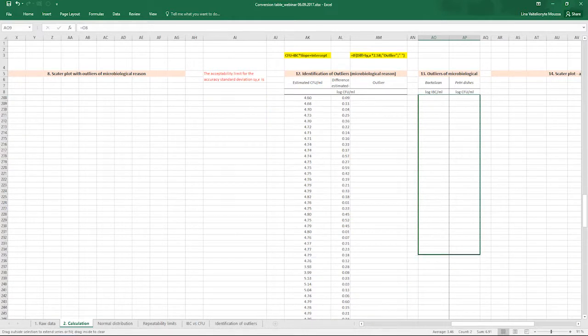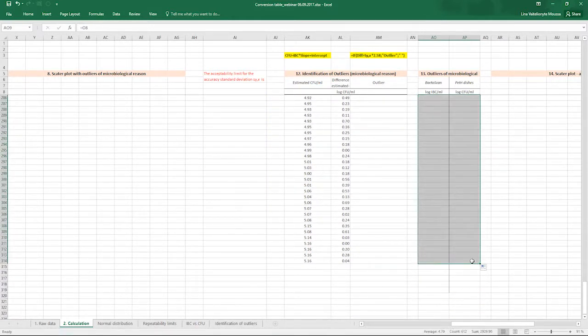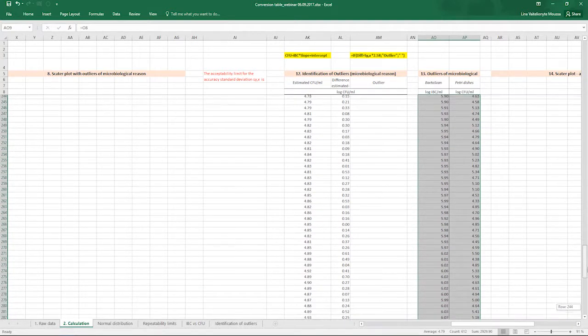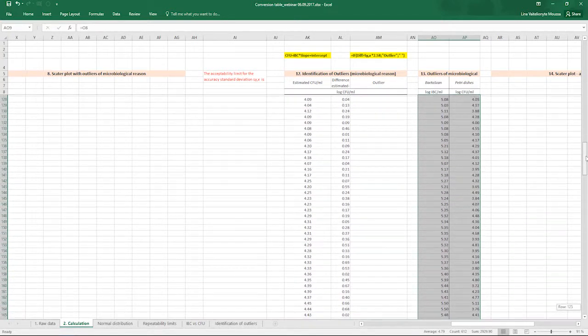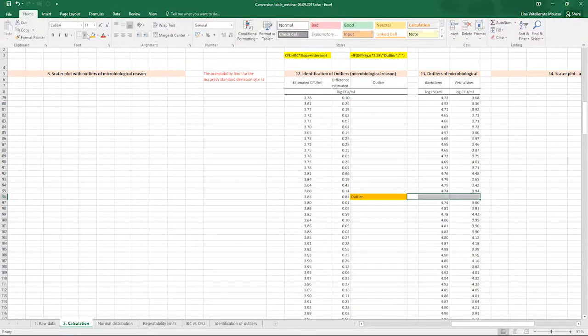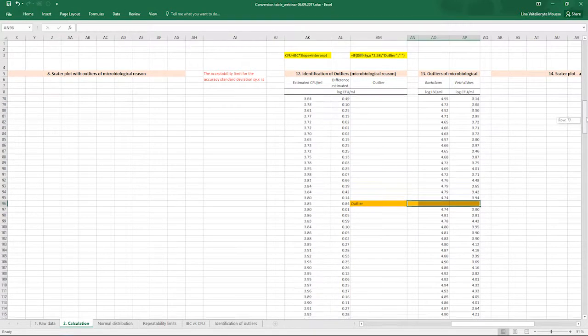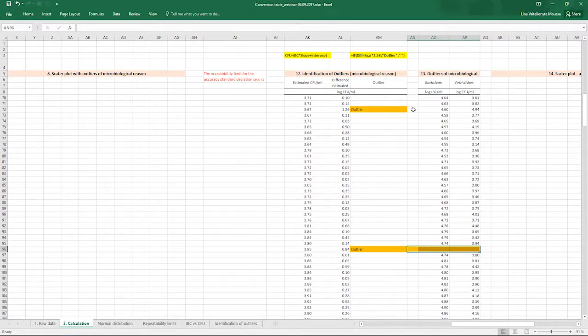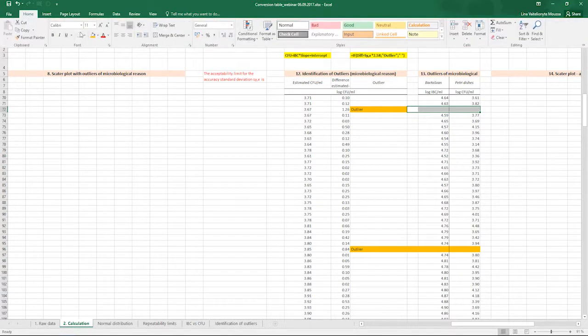Marking and dragging down. And here what we have to do is delete the data which is without layer. And then begin marking the line so it will be very easy to see where outliers have been.